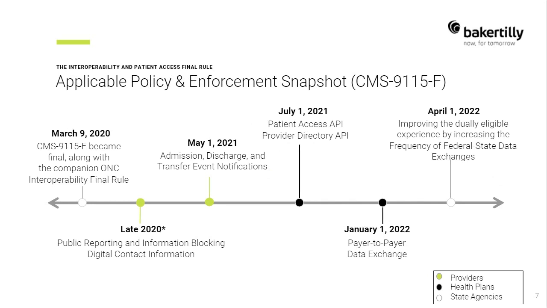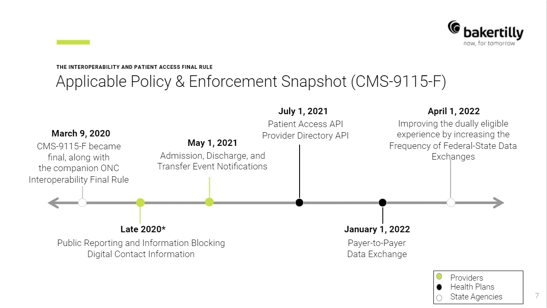So for the Interoperability and Patient Access Final Rule specifically, there's really 7 main components to this rule. I think the first, just acknowledging that this is a rule that has a companion ONC interoperability final rule focused on information blocking. The final rule became final on March 9th of 2020, and many of the 7 components that will be required go into effect either already or are upcoming in the next couple of months here. I will let my colleague Brad get into a little bit more specifics on some of these, but just to name each of the policies within this rule, there are 2 specific requirements related to public reporting and information blocking, as well as digital contact information that providers will need to prepare for.